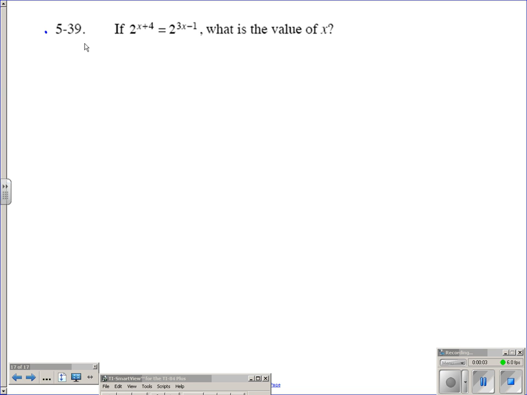All right, problem 539. If 2 to the power of x plus 4 equals 2 to the power of 3x minus 1, what is the value of x?